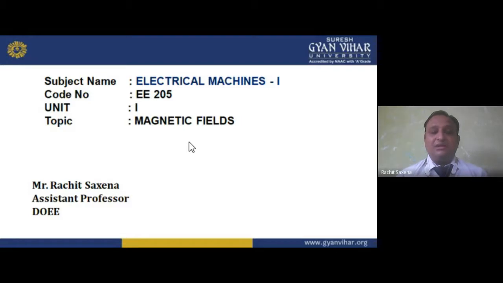And this we need because we want to convert one form of energy to another form. In these types of machines, we are converting electrical energy into mechanical energy, and mechanical energy into electrical energy, vice versa. That is why it is also called electromechanical energy conversion.